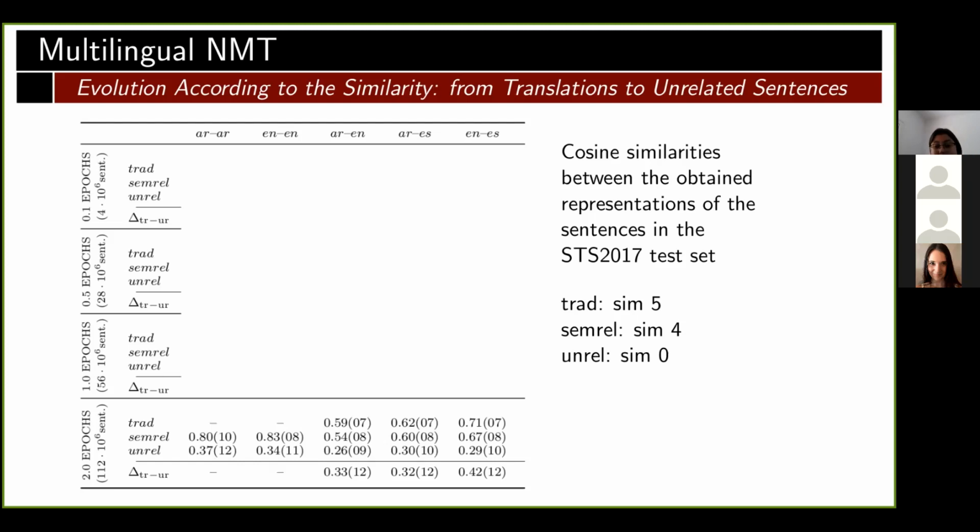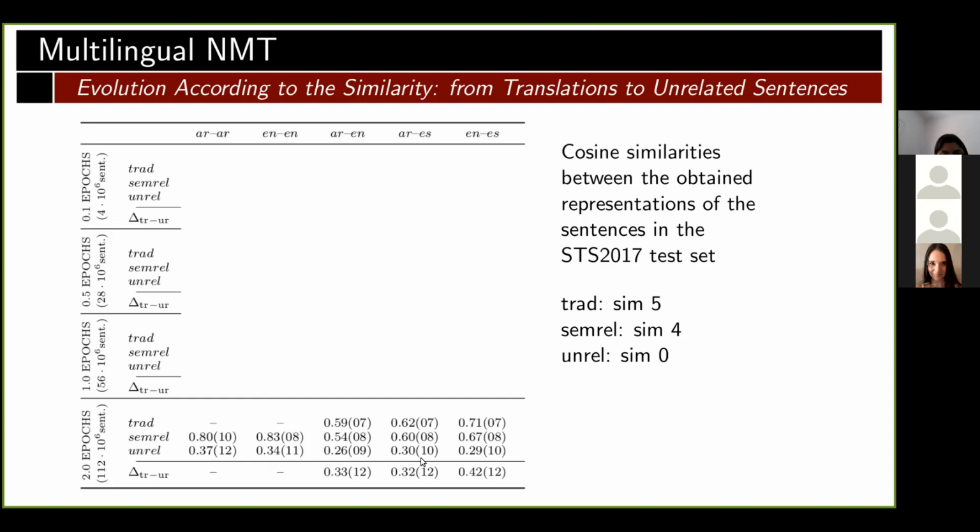We divide our data into three different kinds of sentences. Translations: these are sentences that in our test set have the highest similarity, 5. So this would be really translation. We have sentences that have nothing to do with each other. These are the sentences that in our test set are tagged with a 0. They have similarity 0. And then we try to use very closely related sentences, like the ones that we saw in the example, those sentences in our corpus that are tagged with similarity 4. And let's see if the system distinguishes between these kinds of sentences.